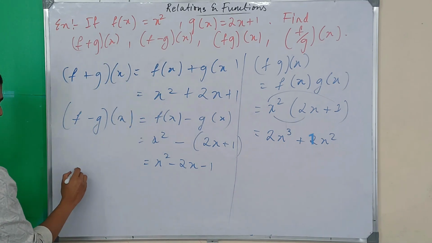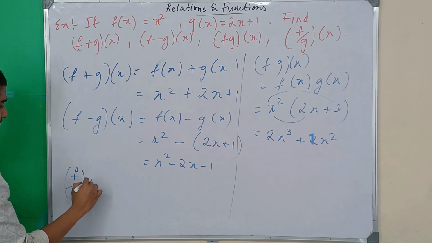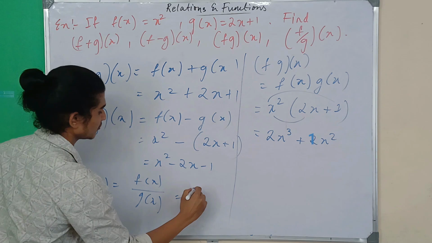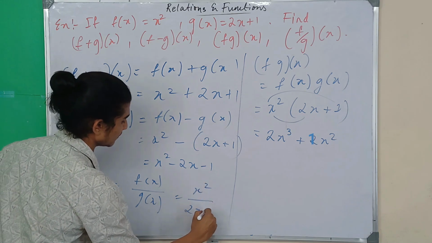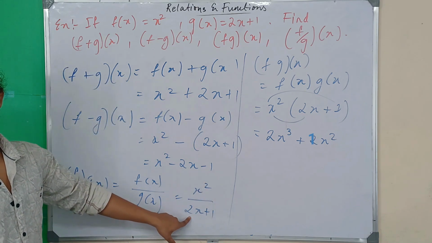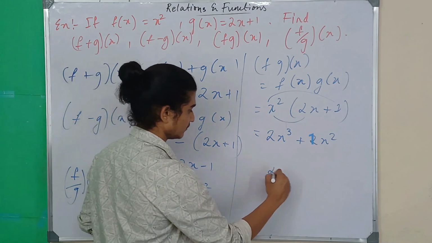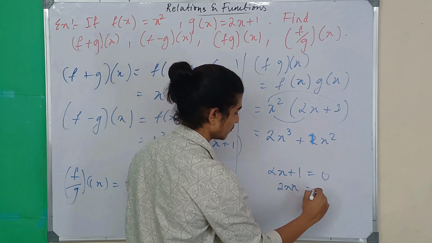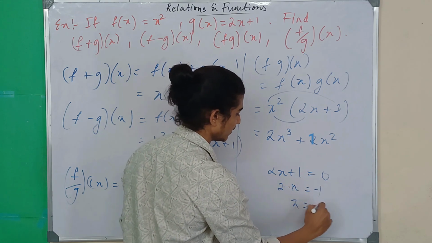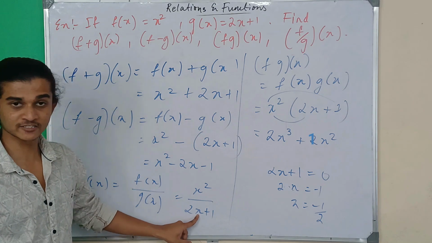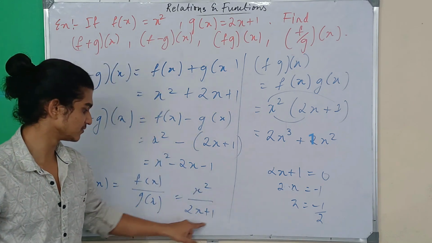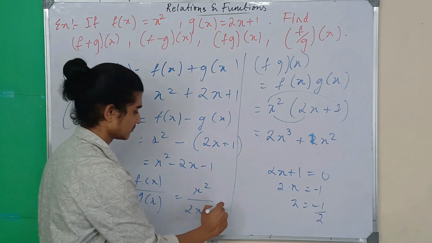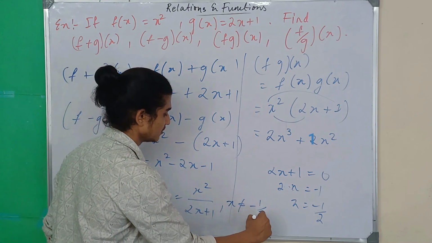So the last one is f by g of x. So this is basically f of x divided by g of x. So our f of x is x square, our g of x is 2x plus 1. Now we need to make sure that this doesn't become 0. So when does this become 0? When 2x equal to minus 1, so x equal to minus 1 by 2. When the value of x becomes minus half, this becomes 0 and this turns into infinity. So we need to make sure that x is not equal to minus half. So this is the first one.